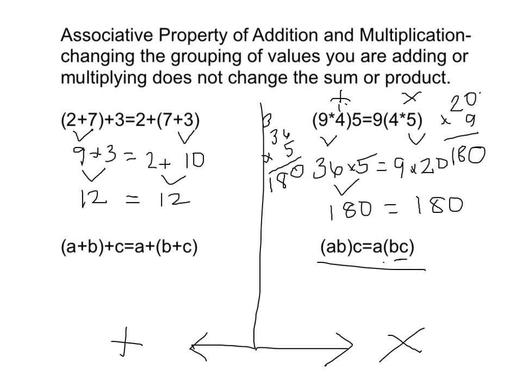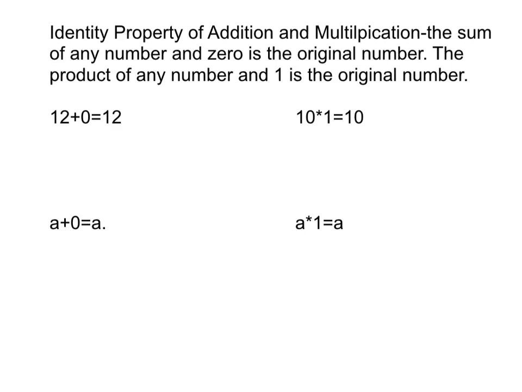Alright, and that's the associative property of addition and multiplication. We'll do some examples at the end, so you don't have to get too worried. Just make sure you get all this down. And next we have the identity property of addition and multiplication.